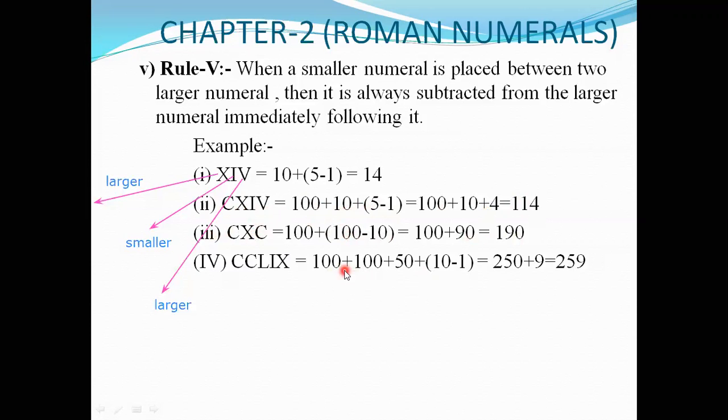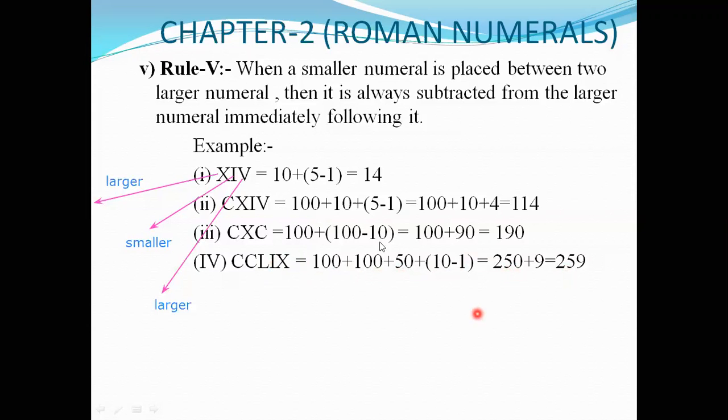And now, right here, 100 plus 100 and then L, I, X. Where does the I come? Between the two larger numbers, L and X. L is 50, X is 10. Now we find 100 plus 100 plus 50 plus 10 minus 1, which is 250 plus 9, 259.